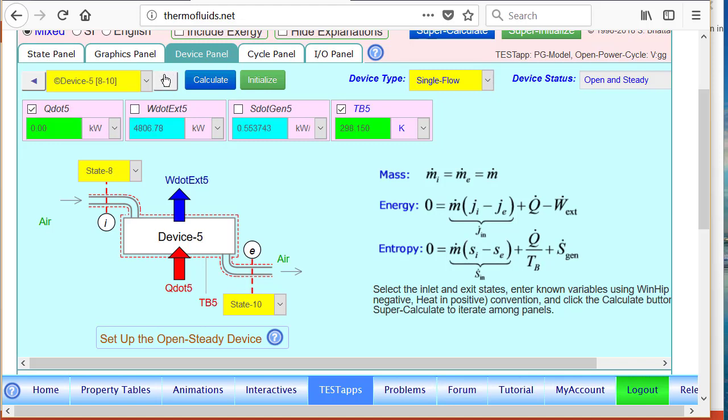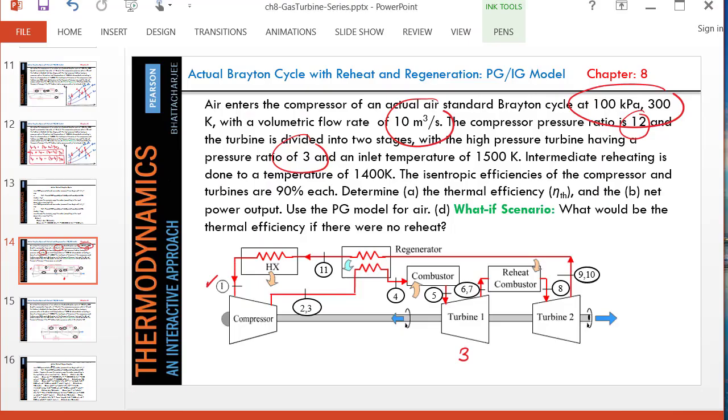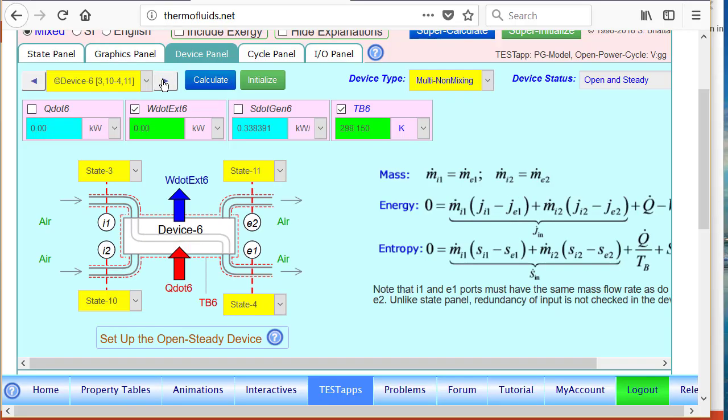And device 5 is our low pressure turbine between 8 and 10, and as you can see, work is produced. Let's go and check. This is 8 to 10, so this is our low pressure turbine. And then finally the regenerator will be a multi-flow device, but we want to make sure that if work is 0, then heat transfer must be 0 if we have done the calculation correctly. So this is our device 6, which is the regenerator.